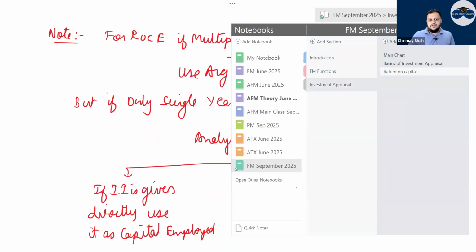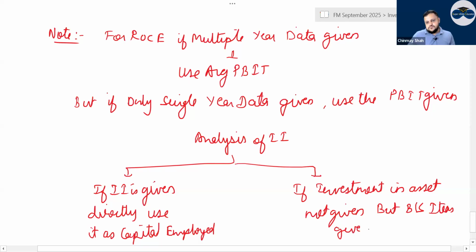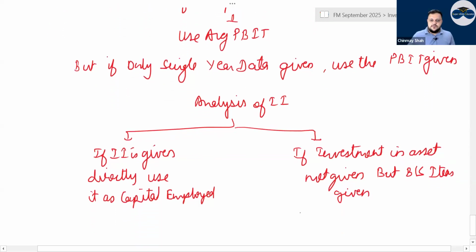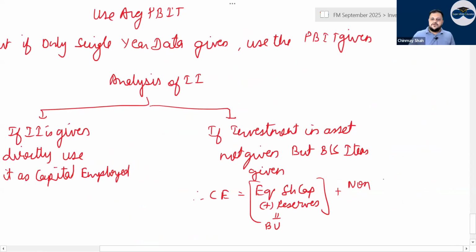आ जाओ. If investment in asset not given, but balance sheet item given, right? Therefore, capital employed is equal to equity share capital plus reserves. Write down book value in one bracket, correct? Plus non-current liabilities, yeah, long-term liabilities.